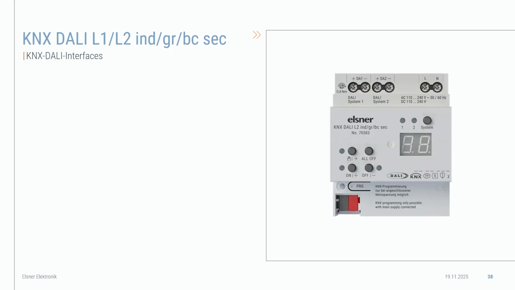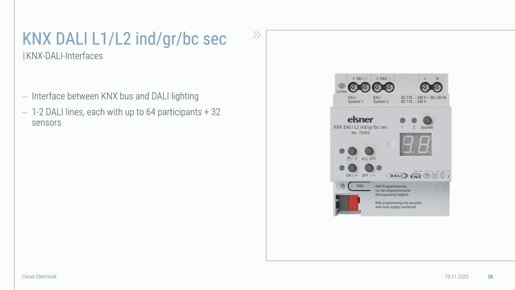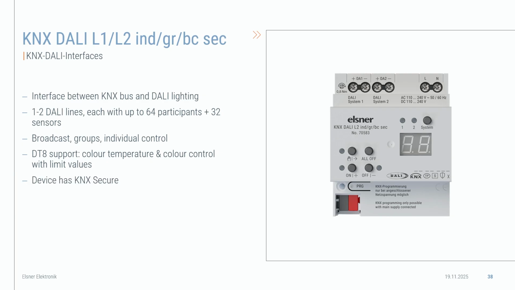Here you see the devices again. The DALI L2 and L1 devices are the interface between the KNX world and the DALI lighting bus world or systems. The DALI L1 and L2 have one or two lines for 64 DALI devices, and you can also use 32 DALI sensors. Broadcast, group and individual control is possible. And you have data type 8, which supports color temperature or color control. The device follows the new standard, so you also have DALI Secure.